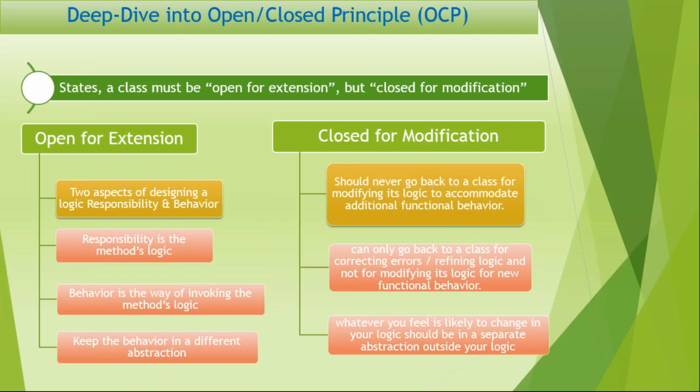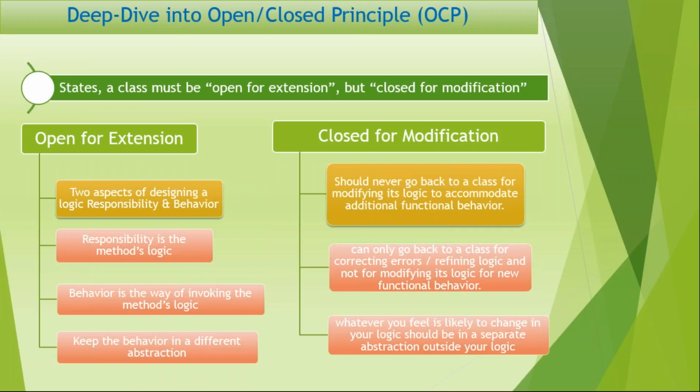So how can you make your class open for extension? The simple way is to extract your behavior away from the responsibility. That means you keep your actual logic in one class or interface, and the behavior in another interface. Behavior means depending on what you need to search, on name or weight or size, etc. And what is closed for modification?